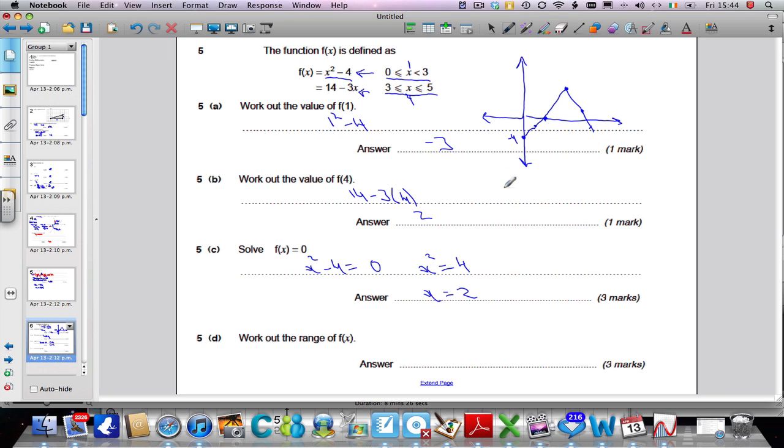Right, so that means the function seems to have a range. The lowest point was -4, and the highest part was here, and that was when f of x was 5, if I remember correctly. I think that was when x was 3. 14 take away 9 gives us 5, so yeah. So the function is defined between -4 and 5. So that's the range of the function.